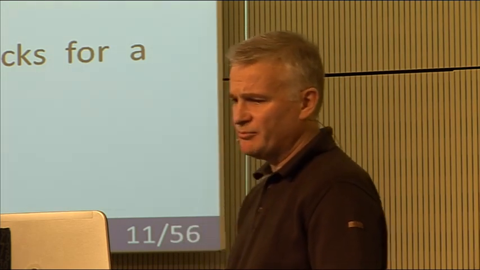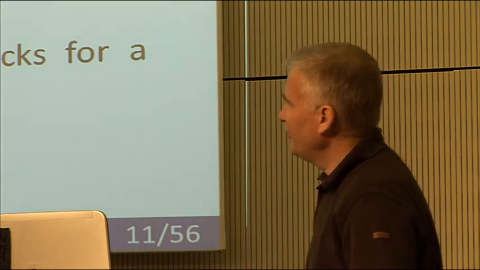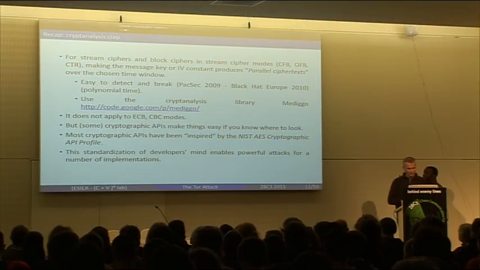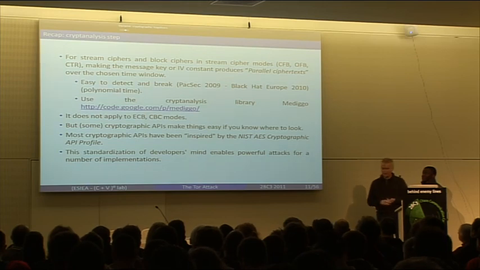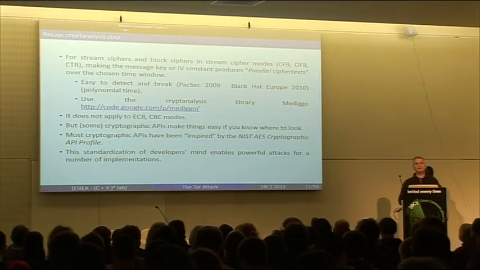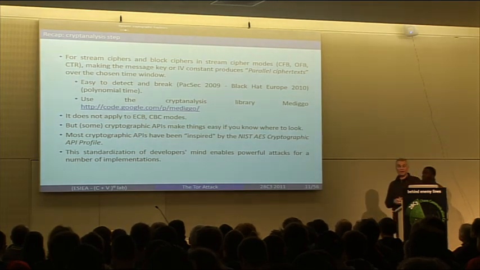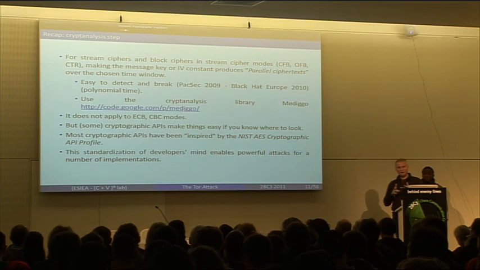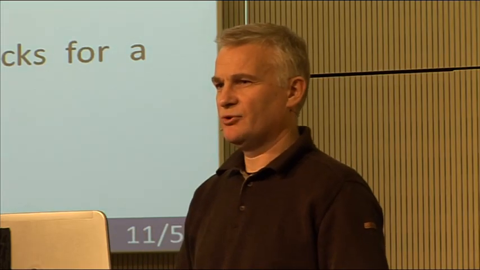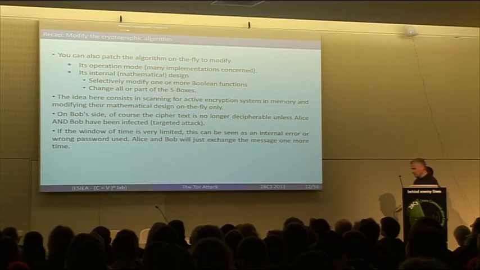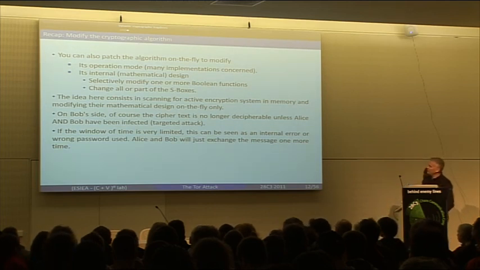So how to do that when you have, for example, ECB or CBC mode? Well, that's where there is a very interesting point, because since the contest of the NIST, the National Institute of Standards and Technology, to promote the AES, they imposed some sort of standardization of mind to develop cryptographic libraries. As a consequence, many developers write their libraries in the same way, most of the time. So there is some sort of standardization of mind. If you exploit this, you can do many things. You can change many things in memory with malware in order to weaken the cryptography.